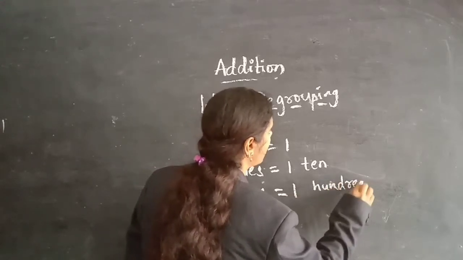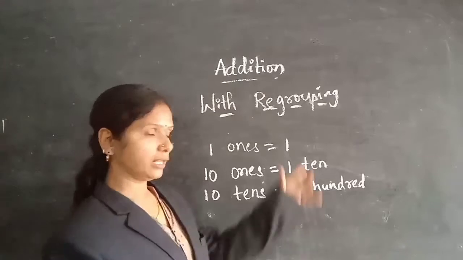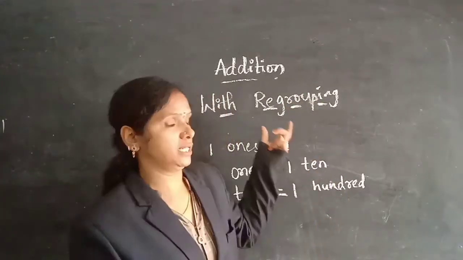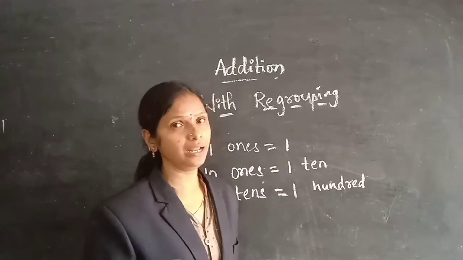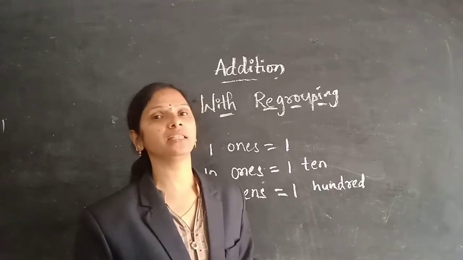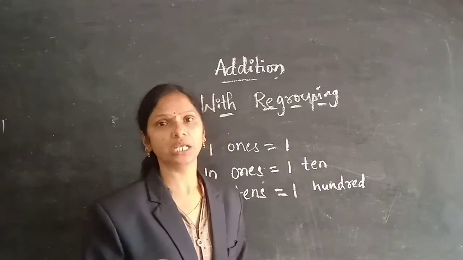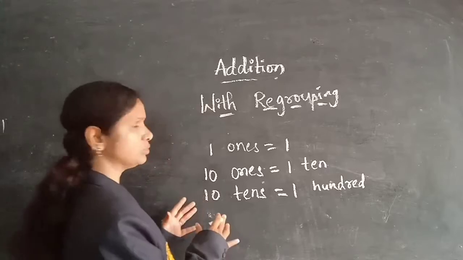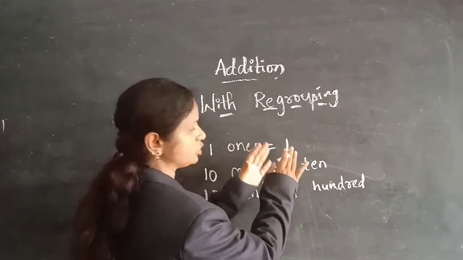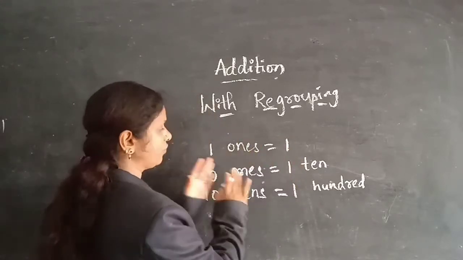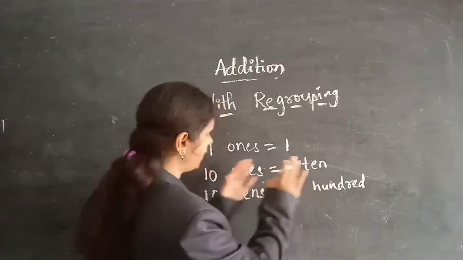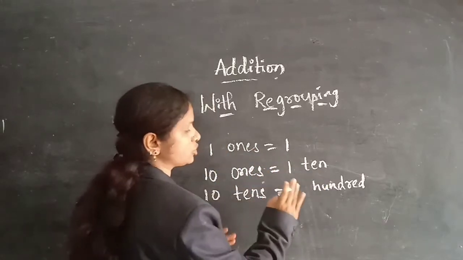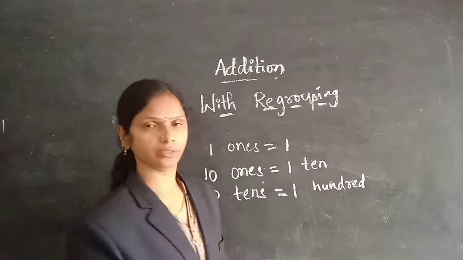While we are adding, we need to write only one digit in the ones place and only one digit in the tens place. But in carry problems, there is a chance of getting two digits. At that time we need to use this: 1 ones is equal to 1, 10 ones is equal to 1 ten, and 10 tens is equal to 100, children.